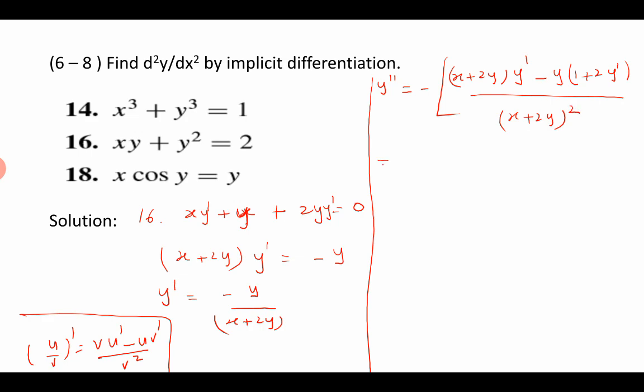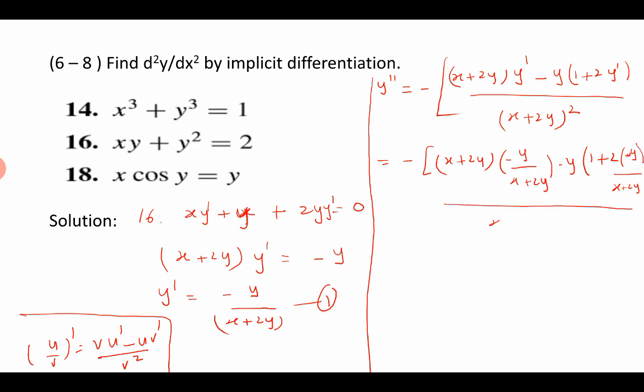Now simplify this negative inside. So first substitute the y prime from equation number 1. y prime is given here, so negative x plus 2y times y prime is minus y over x plus 2y, minus y into 1 plus 2 times negative y over x plus 2y, close the bracket, and whole divided by x plus 2y whole square.